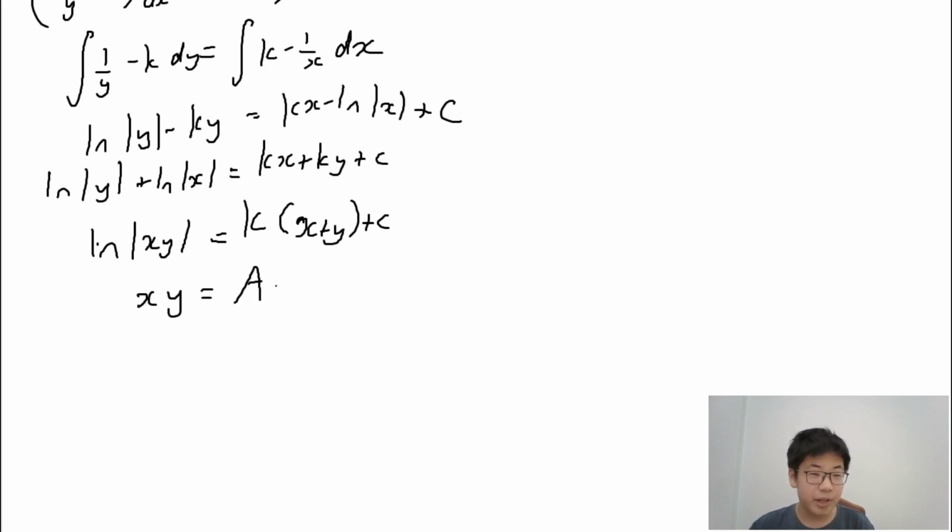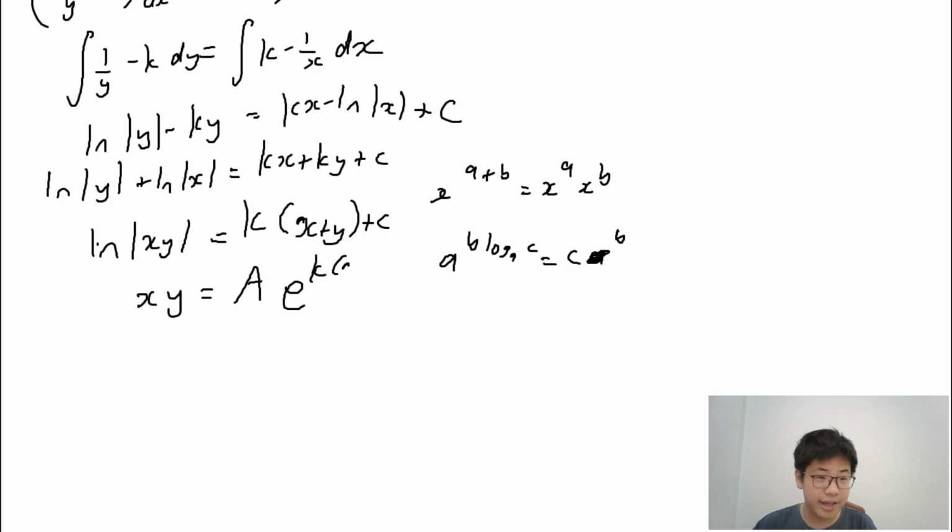And then we put A here, because you know the exponential of a plus b equals e to the a times e to the b. Then we have A times e to the power of k(x plus y).